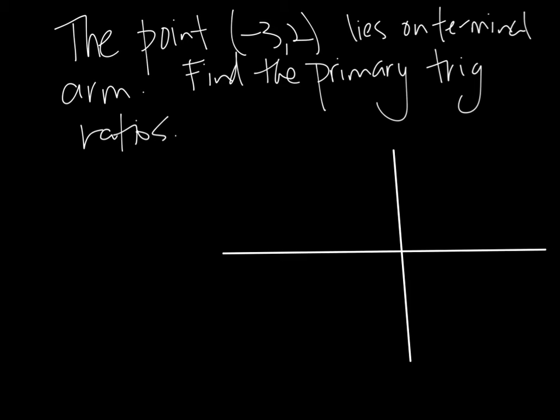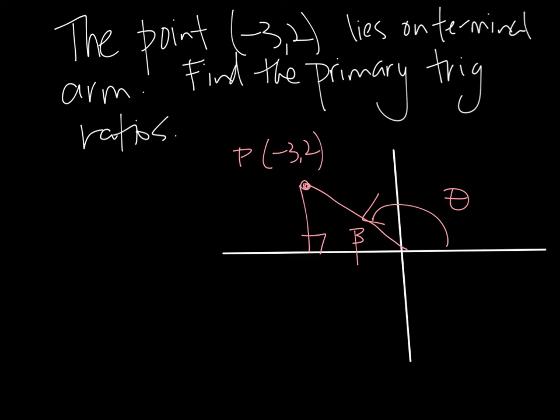Okay, so the point -3,2 lies on the terminal arm, and we need to find the primary trig ratios. So first let's plot our point. -3, so over -3 and up 2, let's say that is it. That's our point. The arm would be coming down from there, so this would be our theta. But we're going to look at the related acute angle, which we'll call beta. If we look at, based on our point, we know that this distance is 3 and this one is 2. If that's true, we can figure out the hypotenuse, which I'll call r.